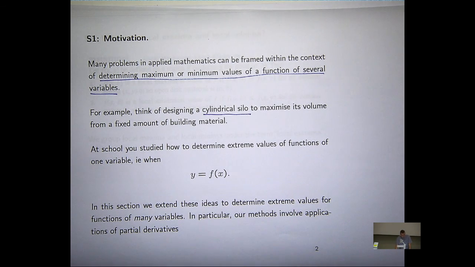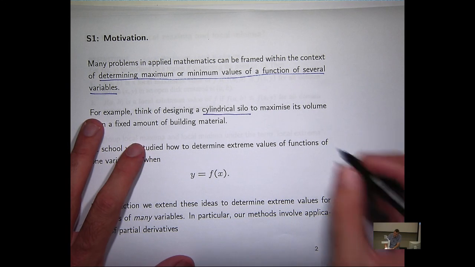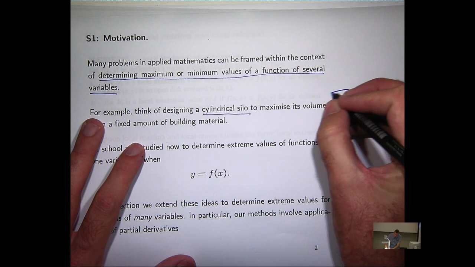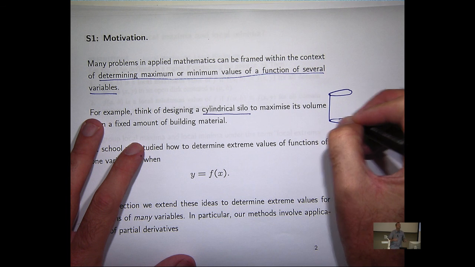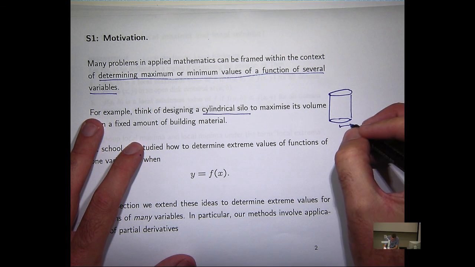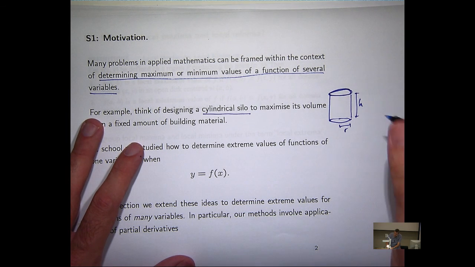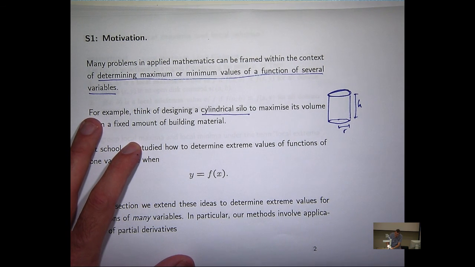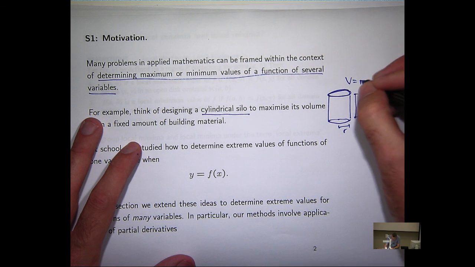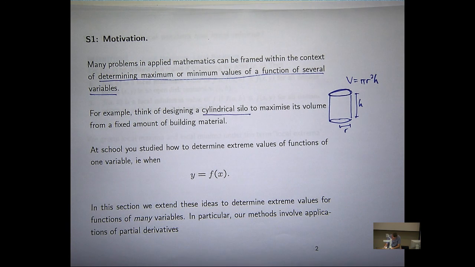think of designing a cylindrical silo to maximize its volume, but I guess the constraint is you're working with a fixed amount of building material. Now, this is a pretty simple problem that you may have come across in other contexts. You can draw a badly drawn silo, and you know that the volume is given by pi r squared h.